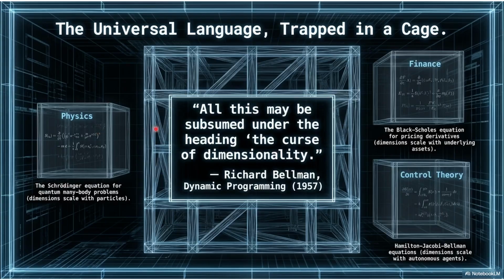In 1957, Bellman coined the phrase the curse of dimensionality while working on dynamic programming. This curse governs systems across a multitude of disciplines, from the Schrödinger equation for quantum many-body problems in physics to the Black-Scholes equation for pricing derivatives in finance, and even Bellman equations in control theory. In all of these fields, the dimensions of the equations scale up rapidly as we add more particles, underlying assets, or autonomous agents.